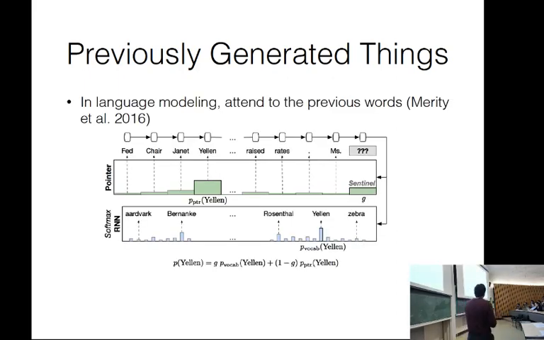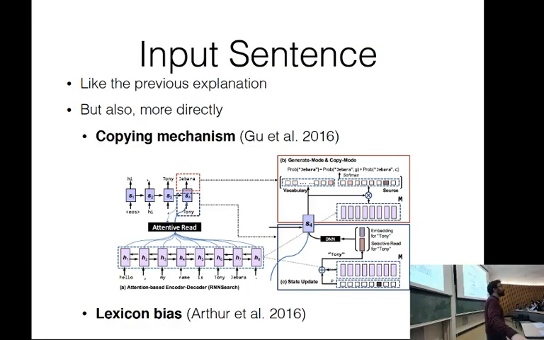Another thing that you can attend over is previously generated words. Yes, sorry. So how do you decide when you copy a word and when you don't? Is it just when your model generates UNK, so you choose to copy? Was the question about how the copy mechanism works? How do you decide when to copy a word?